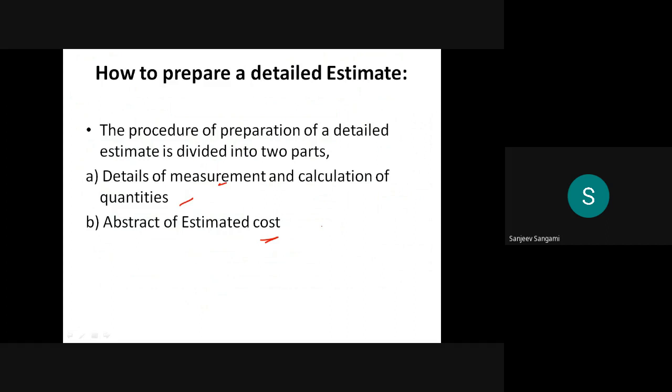Once the detailed measurement or calculation is done, then finally you have to calculate the abstract. We'll see how exactly the format of this abstract will be. I'll show you one or two government sanctioned reports, how exactly the detailed measurements are taken, how they are approved at government levels, and how the abstract is prepared. I'll show that also.